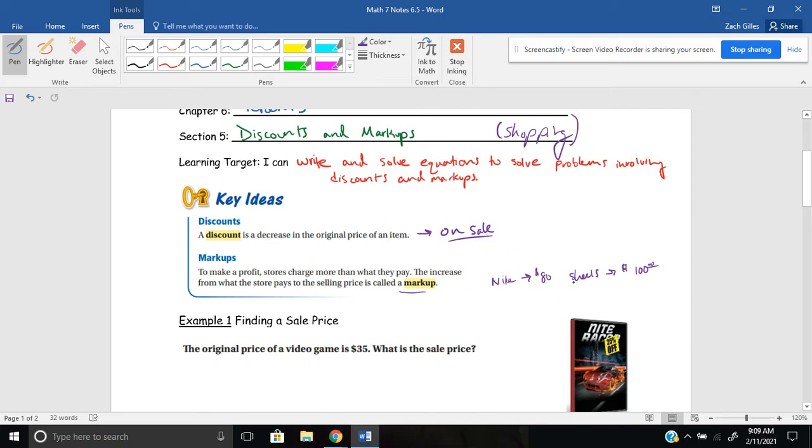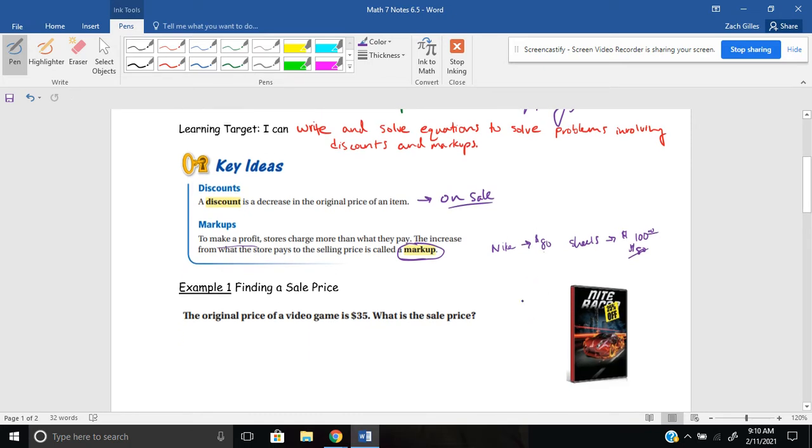If Nike charged Scheels $80 and then Scheels sold them for $80, well, they wouldn't be making any money. That would be a wash. So they do need to make some money to pay their employees as well. So to make a profit, that's why they charge a little bit more. That is called the markup. All right, that's just good business right there. Let's see some examples today about discounts and markups.